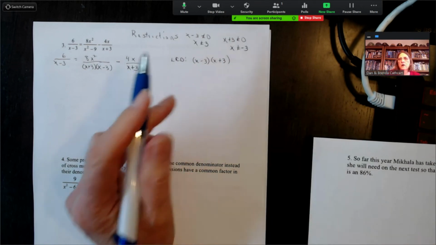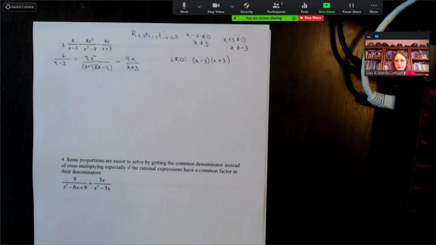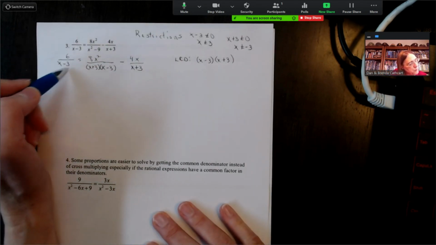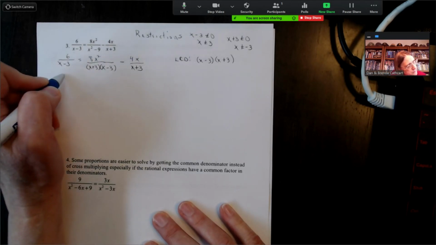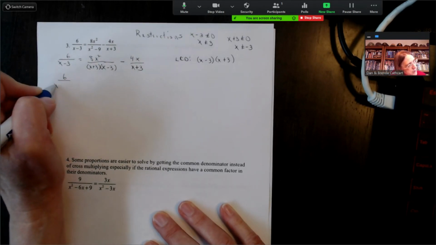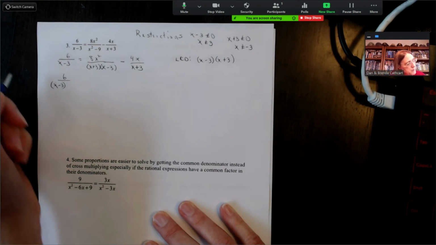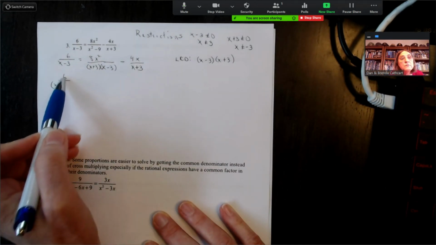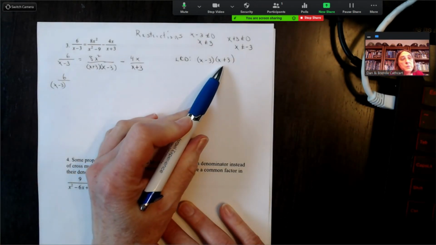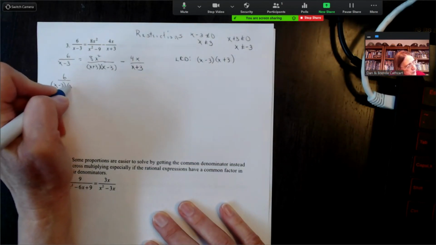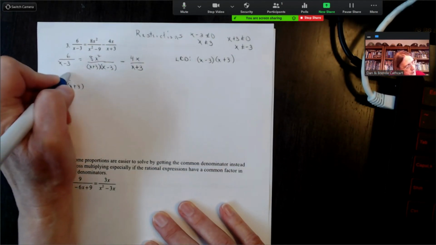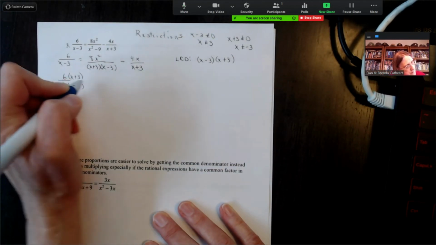Now to get our least common denominator, what we're going to do is we're going to get each one with a common denominator. Our first fraction, 6 divided by x minus 3. This denominator needs the factor x plus 3. So I'm going to multiply numerator and denominator by x plus 3.